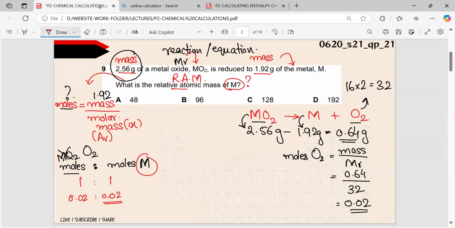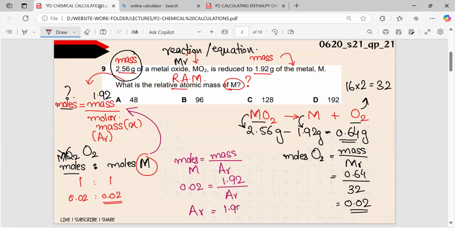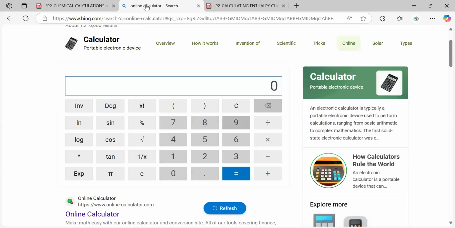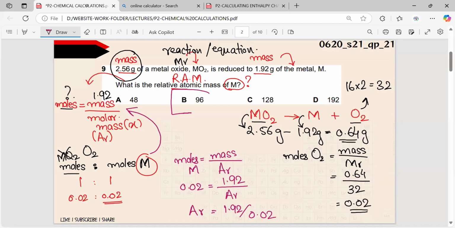Now substitute these number of moles in this formula. Number of moles of M is equal to mass over molar mass. Number of moles is 0.02, mass is 1.92, divided by AR. So we can find it by doing 1.92 divided by 0.02, and the answer is 96, which is B. Option B is correct, 96.